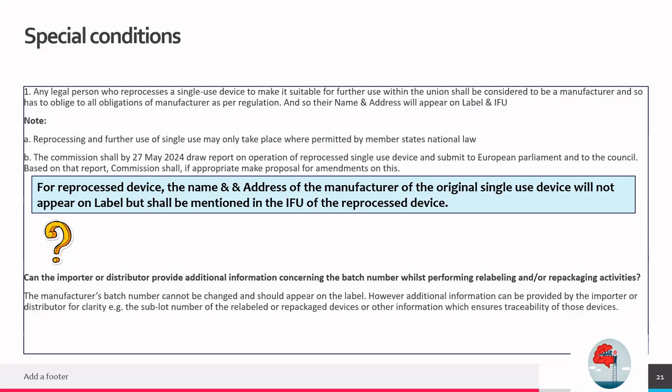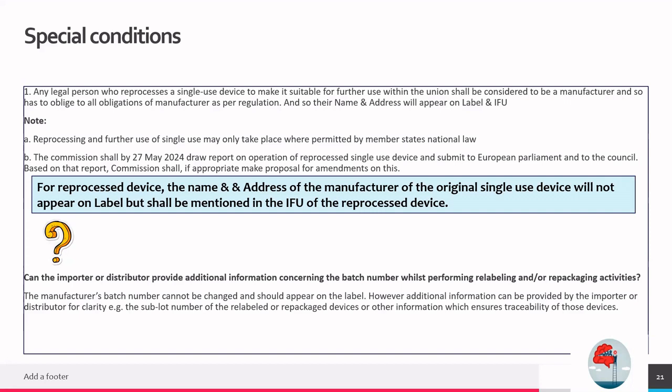So that will be released by 2024. So that is an update. For anyone in this audience working in labeling, this point is important: for a reprocessed device, the name and address of the manufacturer of the original single-use device will not appear on the label, but shall be mentioned in the IFU of the reprocessed device, right? It's a very important point in MDR and IPDF. Just remember it. For a reprocessed device, the original manufacturer name and address related information.